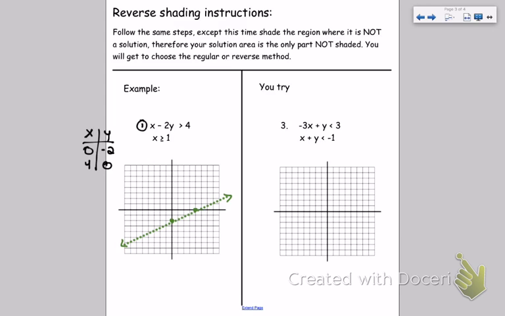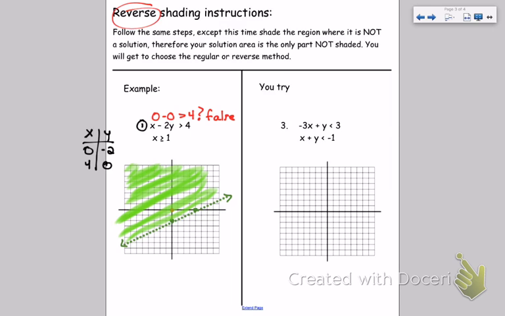So here's where things change a little bit. I'm still going to pick a point, and (0, 0) works great again. I want to plug it in. 0 minus 2 times 0, which is 0, is greater than 4. Is that true? No, 0 is less than 4. It is false. But because we're doing reverse shading, we're going to shade where it is false. So I'm actually going to shade where that point is, because this is reverse shading.